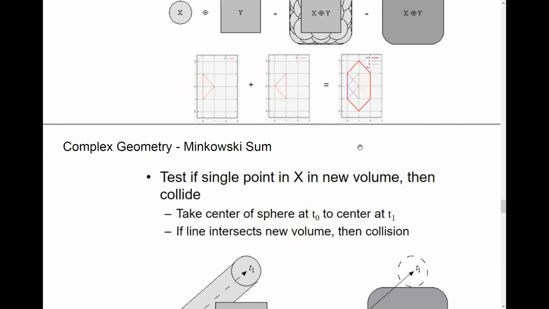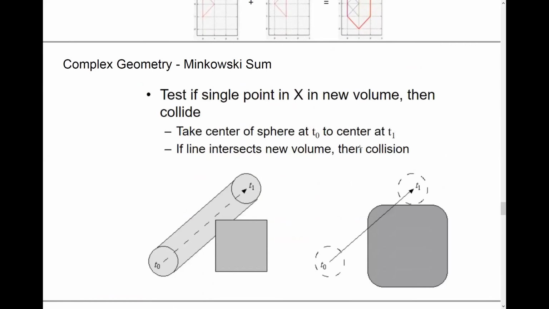Then, using the same idea, if you want to test whether a single point in X will collide, in the Minkowski sum you take the center of the sphere at time 0 and time 1, take the two centers and draw a line between them. If this line intersects the new volume, then there's a collision. The Minkowski sum is also for additional knowledge for you. These come under complex geometry.